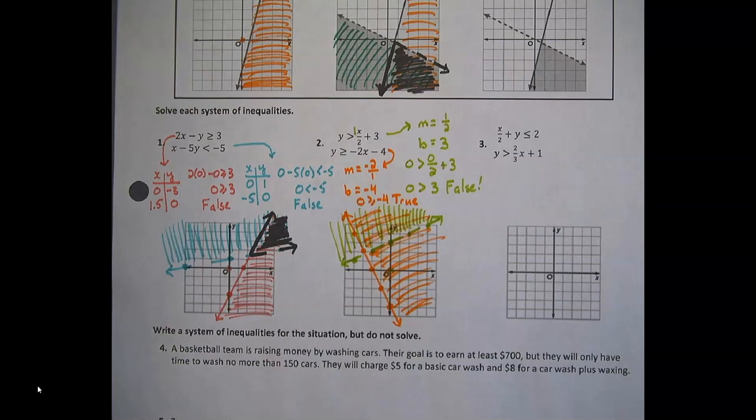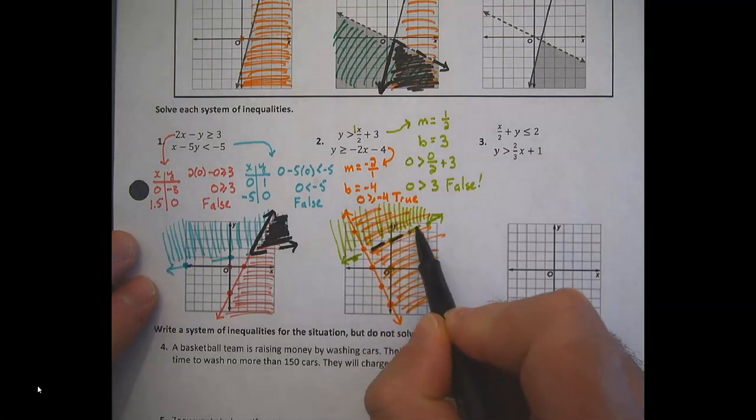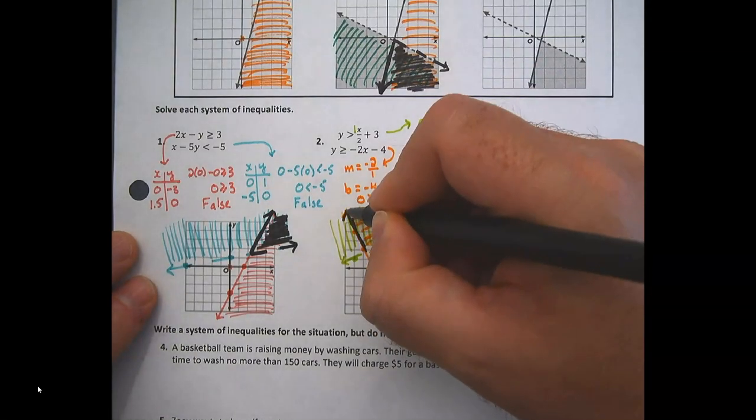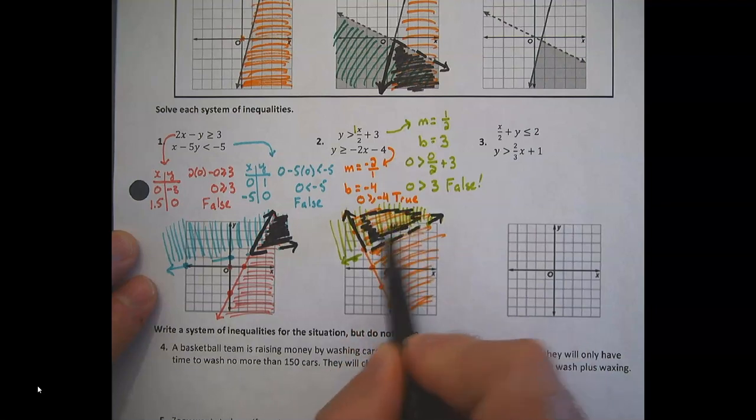Okay, now that you've shaded both of them, go back with a different color if you've got it, or just write it with real bold, the part that they share. So this was a dashed line. This was a solid line. And all of this is the pieces that they shared.